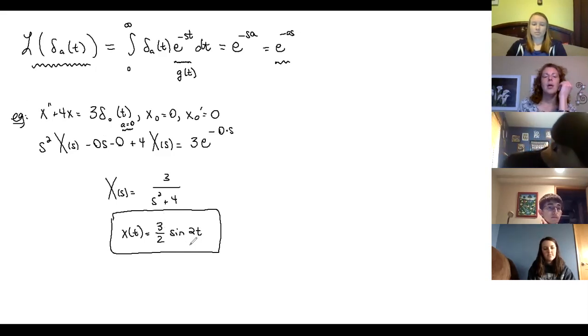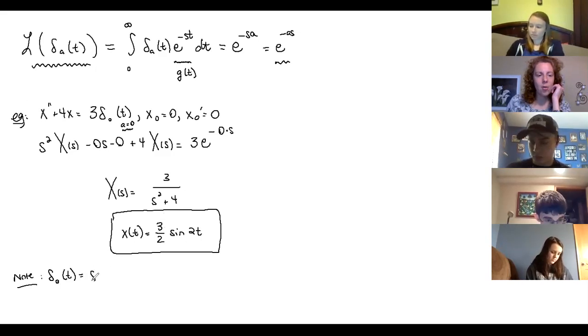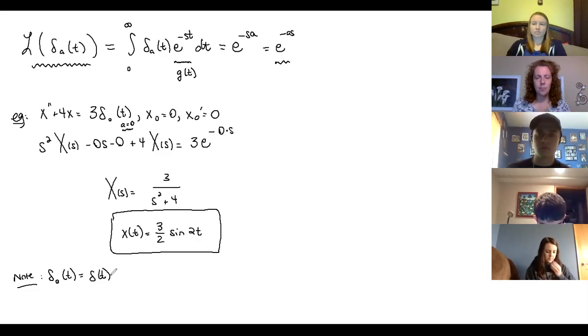Okay. All right, one note, and then we're going to do the next one. I should have mentioned this before, and I forgot. A lot of times, delta sub 0 of t, if a is equal to 0, is just going to be written as delta of t. So a lot of times when a is equal to 0, we just leave the subscript off.